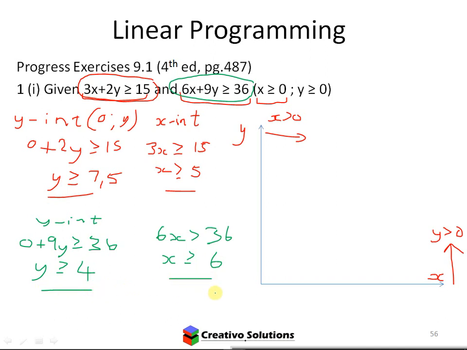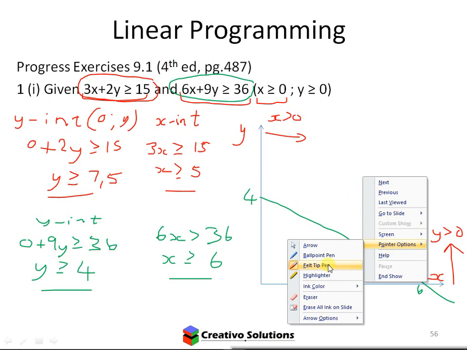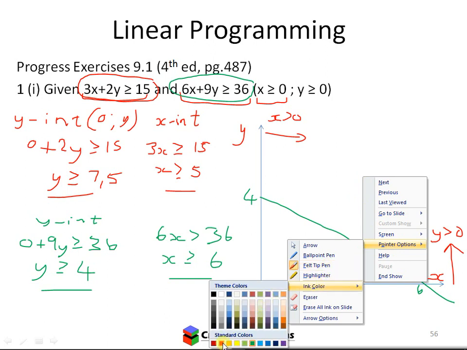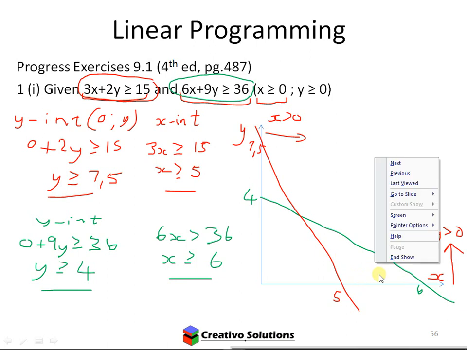Now I can plot this on my graph. 4 and 6 would go something like that. There's 4, there's 6. Then I would draw the other line, which would be something like that. There's 5 and there's 7.5. Now I need to look at which side of the line I lie, in terms of possible answers.